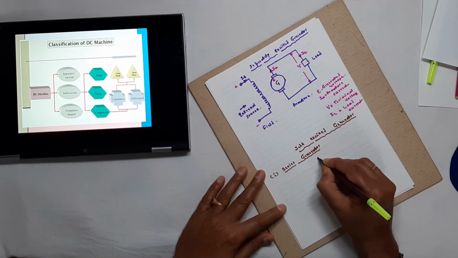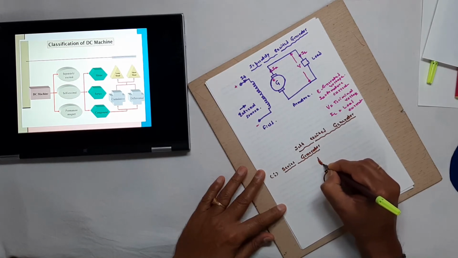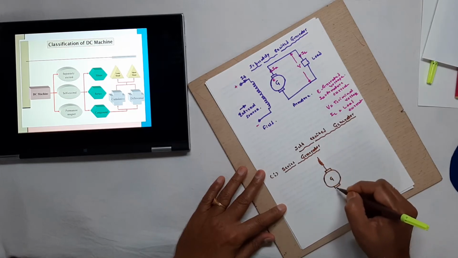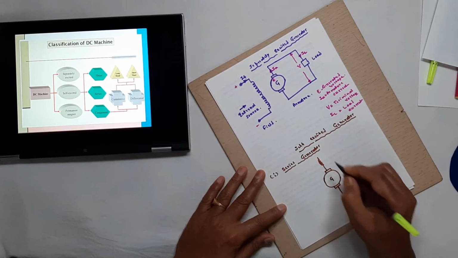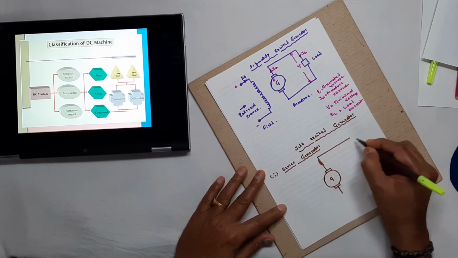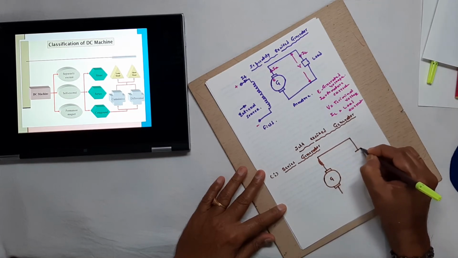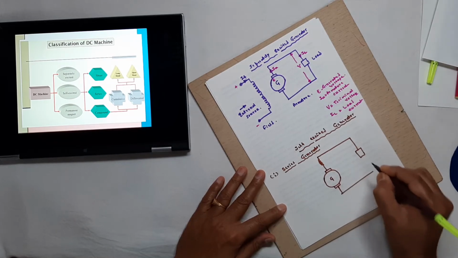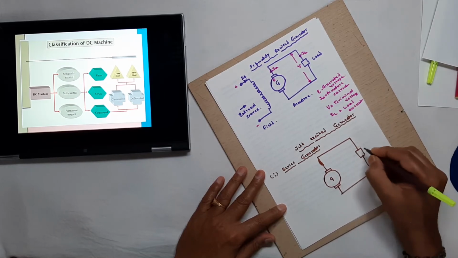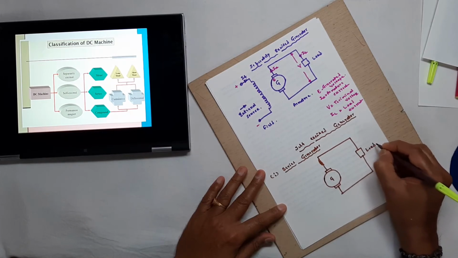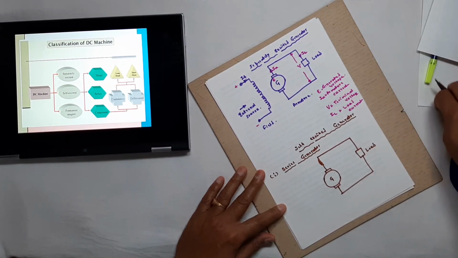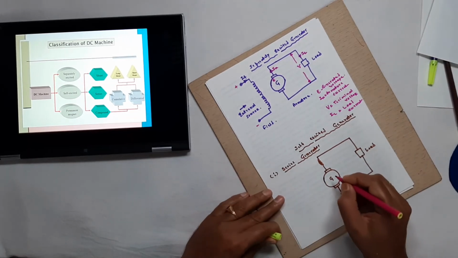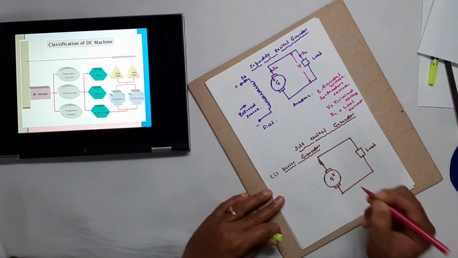See here, I am drawing. This is a field winding. That is the series winding, which is connected in series with the armature, and it is connected to the load. This is a load. Once again, you can represent the different terminology here. The induced voltage inside the machine is E.